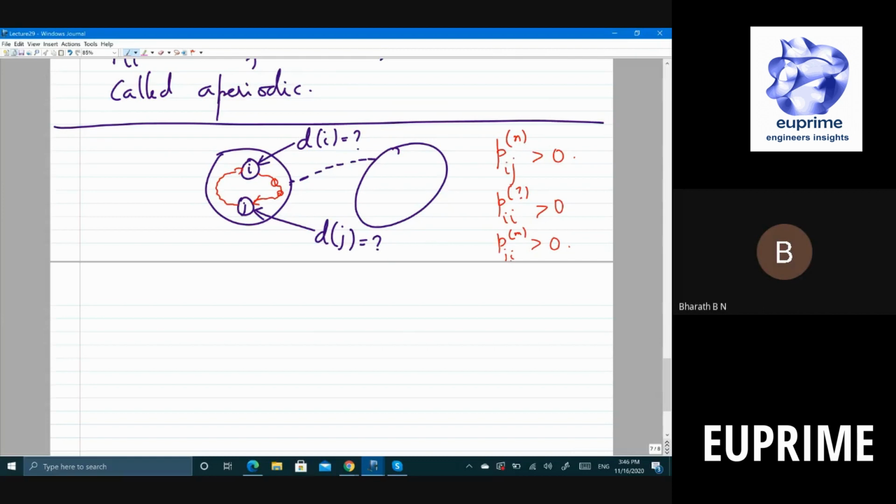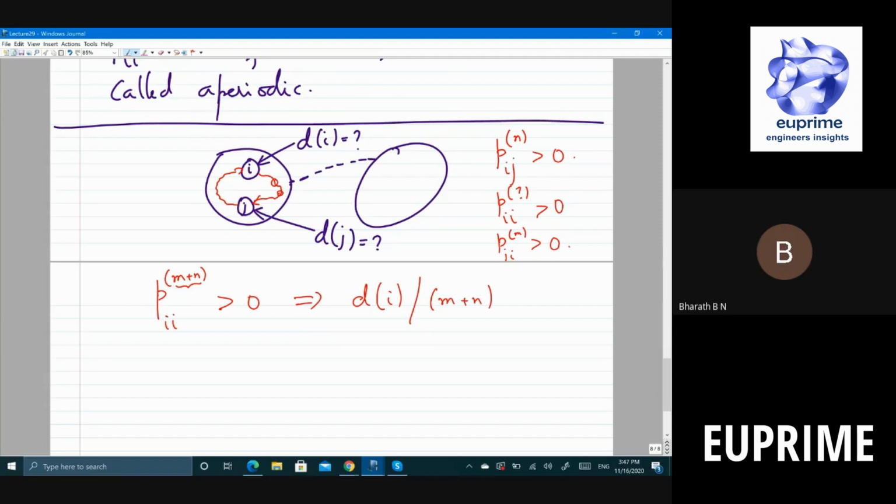So now Pji of m is greater than 0, Pij of n is greater than 0. Therefore, Pii of m plus n is also greater than 0. I can go from I to J in n steps and from J to I in m steps. Therefore, I can start at I and come back to I in m plus n steps. This means d of I divides m plus n.